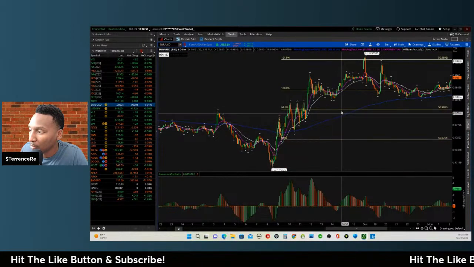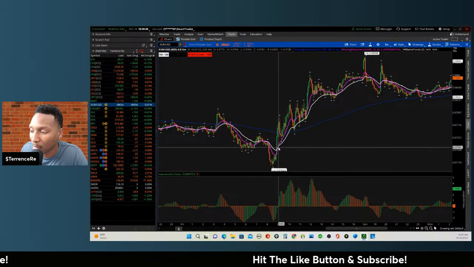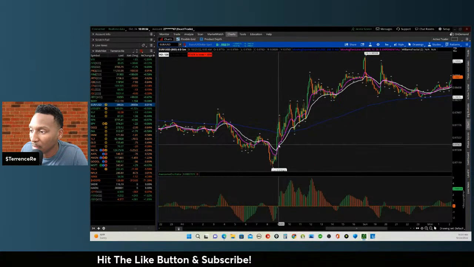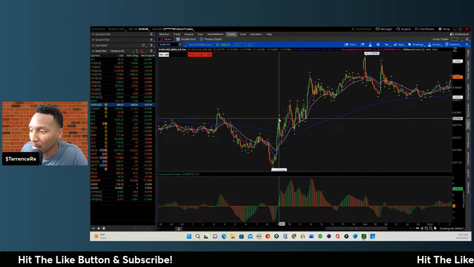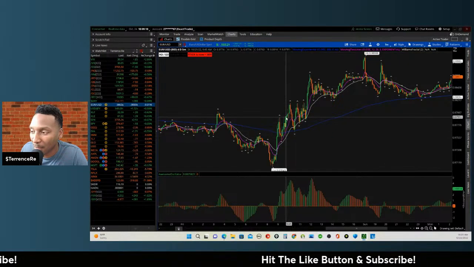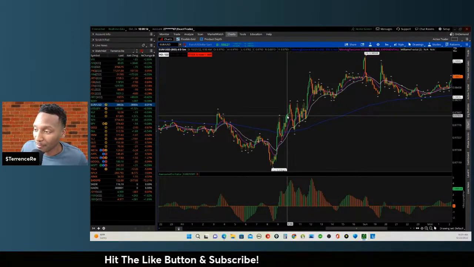So you can see what I'm looking at right here. I got a cross of the 12 moving average over the 26, right? And then it pulled back here, and then it took out this high. Now, if I would have been trading this last week, I would have put this trade on back then.